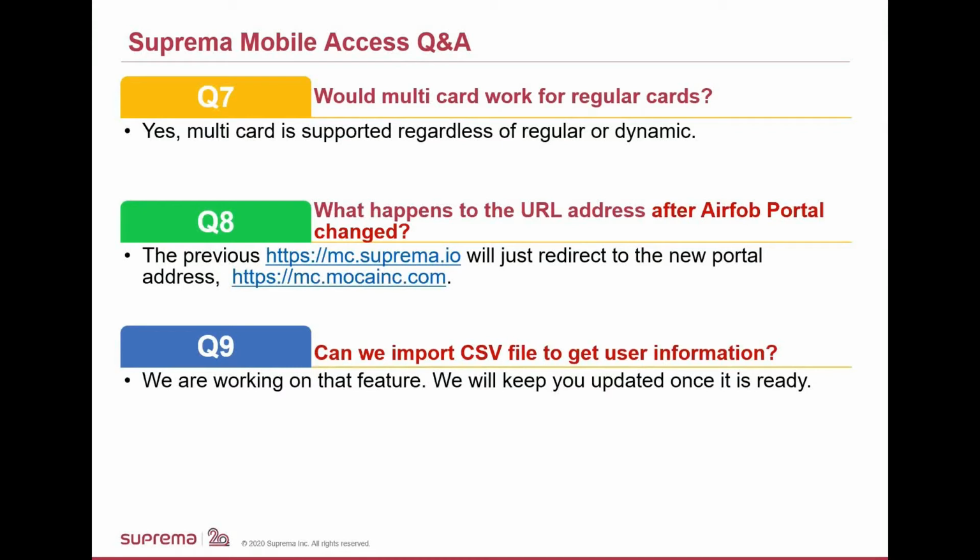Question number 8. What happens to the URL address after AirFob portal changed? The previous URL was mc.suprema.io, but it will just redirect to the new portal address mc.mochainc.com. Question number 9. Can you import CSV files to get user information? The answer is we are working on this feature. We will keep you updated once it is ready.